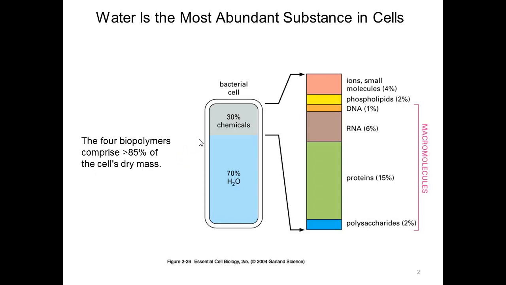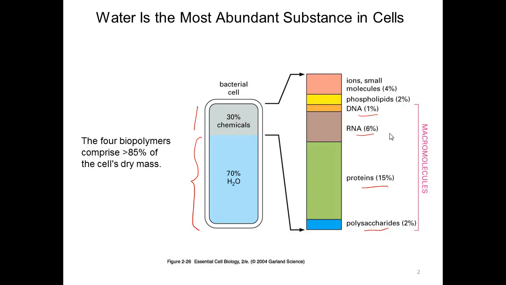And that is true whether you're talking about bacteria or you and me, is that we are all made up primarily of water. Water is approximately 70% of each cell. The dry mass of a cell is approximately 30%. Now, of that 30%, half of it, approximately 15%, is made up of proteins. Nucleic acids, both DNA and RNA, at 7% are the next largest group.